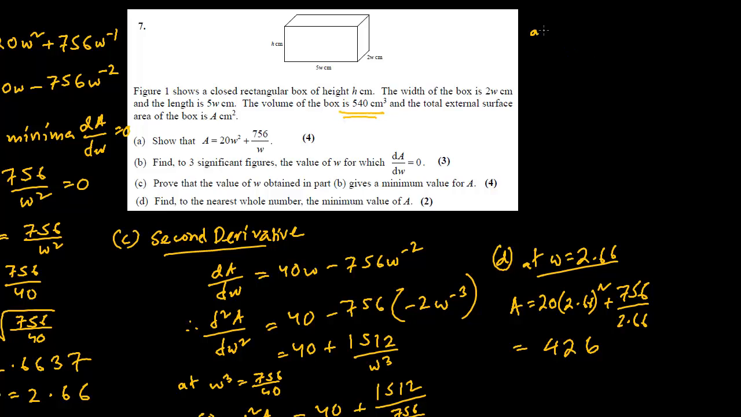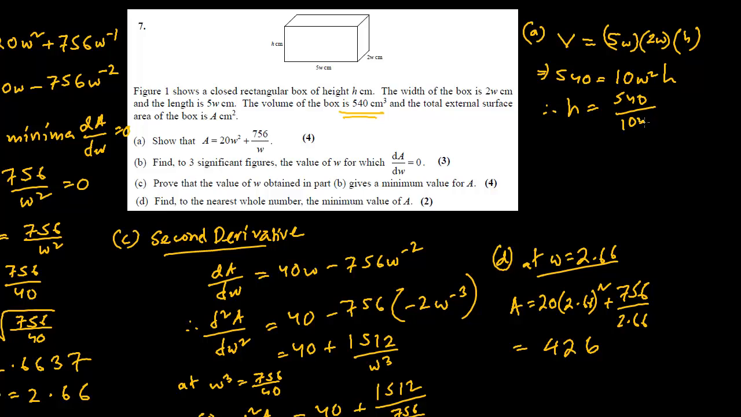Since we know the volume is length into breadth into height, we can say the length is 5W, the breadth is twice W, 2W, and the height is H. So since the volume is 540, we can write 5 times 2, 10 W squared H equals 540. It is obvious the volume information is given only to find the expression for H. So H can be written as 540 divided by 10 W squared, which is 54 by W squared. This is an expression for H.